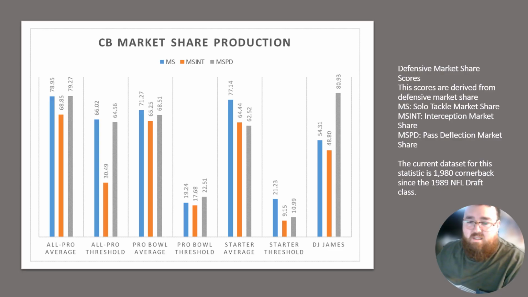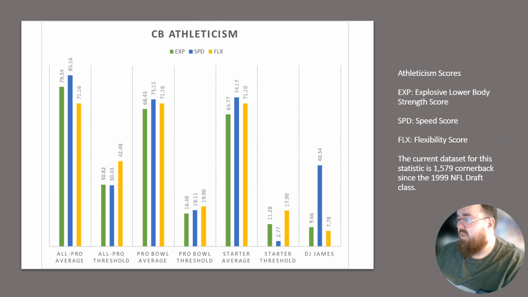When you take a look at his production traits, 80 percentile in terms of pass deflection data with below average solo tackle and interceptions. When you take a look at his athleticism traits, below average explosiveness, below average speed, and below average flexibility. So it's kind of like the opposite of Nehemiah Pritchett, because he doesn't have above average athleticism, but he does have above average speed relative to the rest of his data. So it's kind of interesting in terms of this guy.